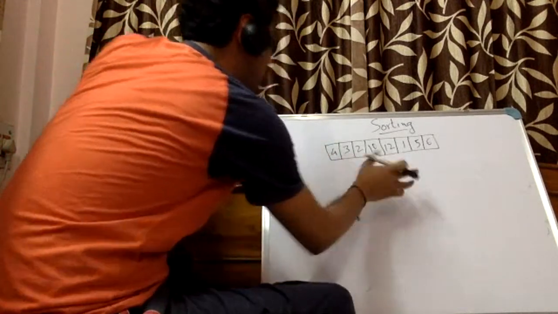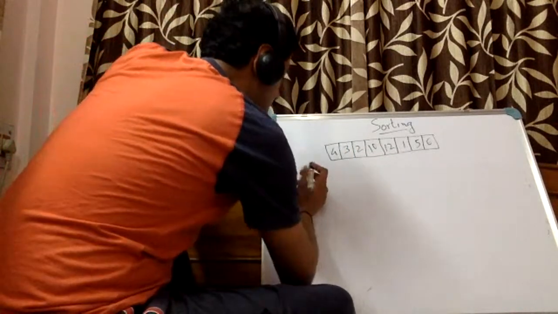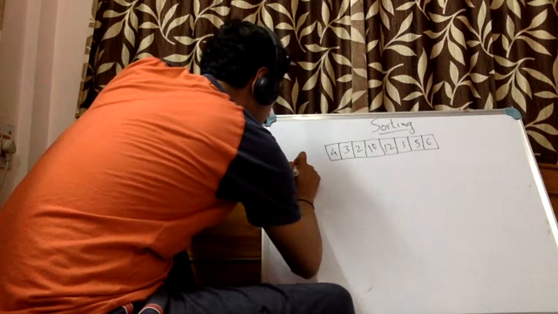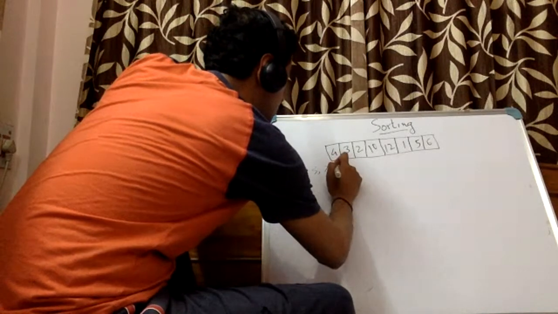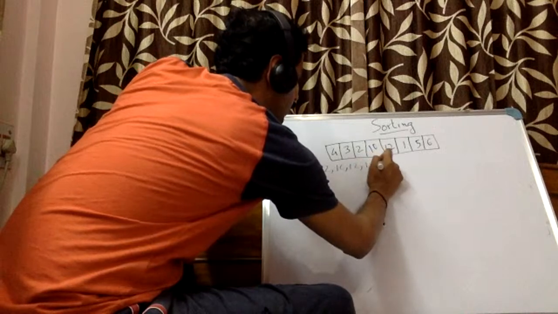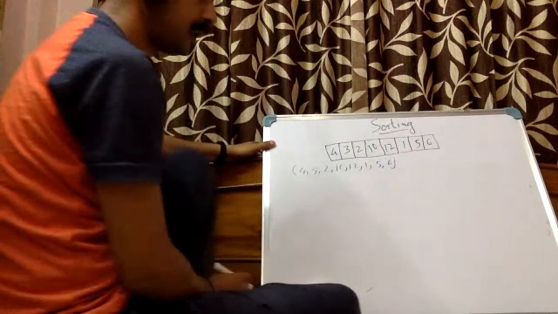I'm taking the same variable, same value actually, same element. Okay, in the beginning, what is the array? It is 4, 3, 2, 10, 12, 1, 5, 6. This is our array.